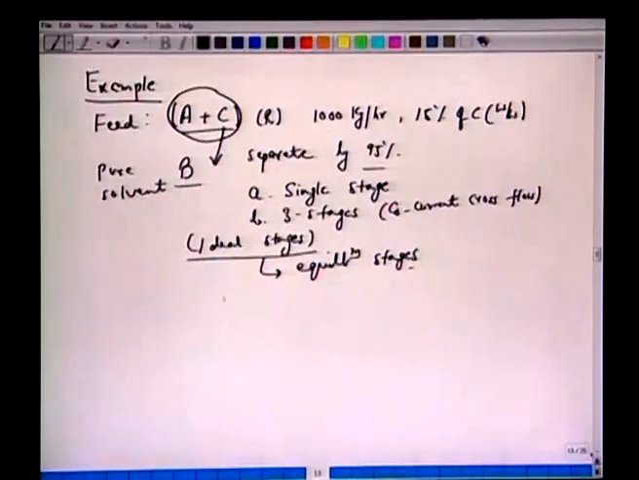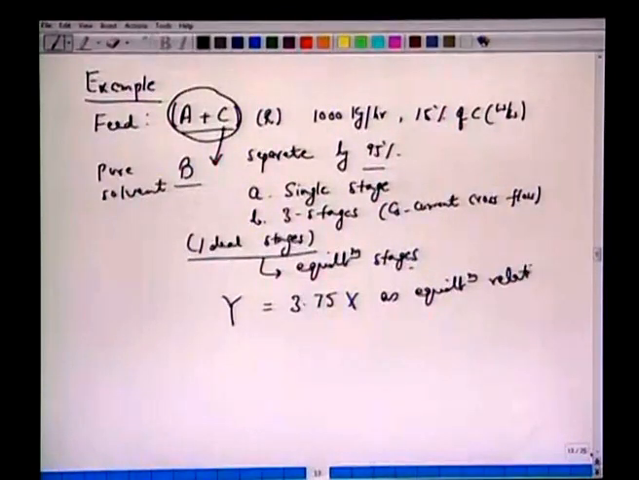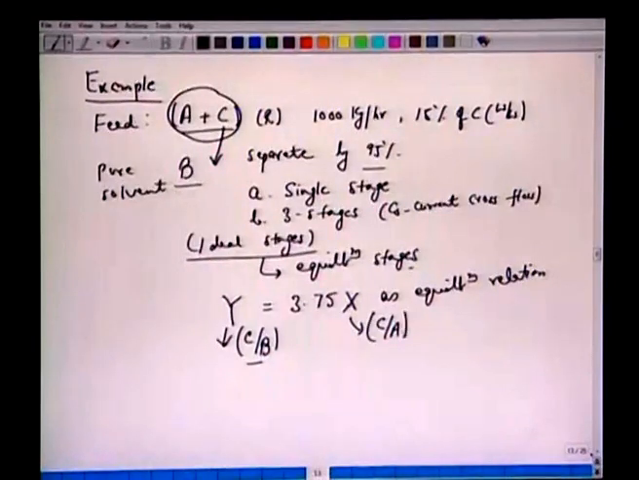So, talking of equilibrium, we have been given that Y equals 3.75 X as the equilibrium relationship. And it is very important to note that this Y reflects the concentration of solute in solvent. So, this is actually C by B, solute free basis. So, we are using this capital X. This X is C by A in the feed or R phase. So, this is your R phase, and if you recall the earlier nomenclature, this is your E phase.